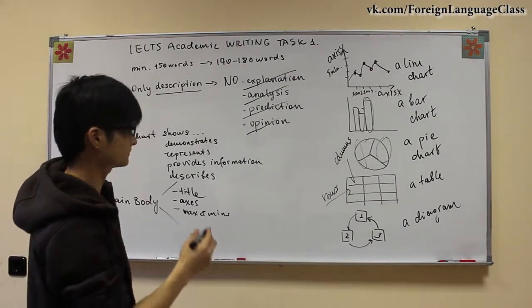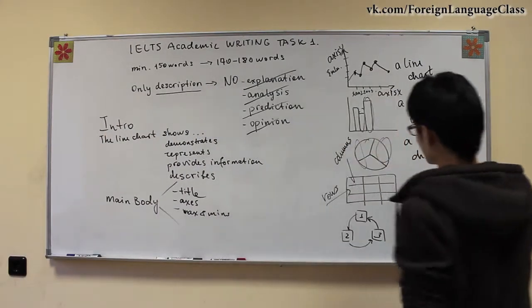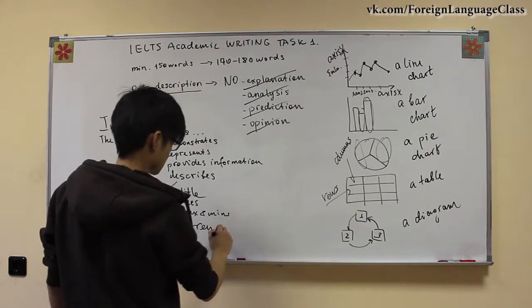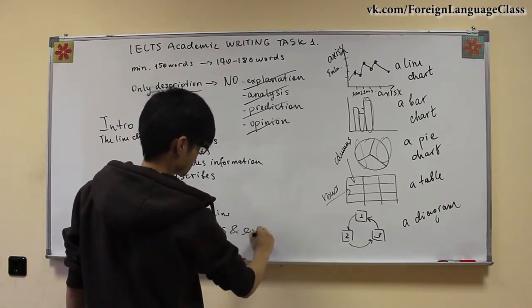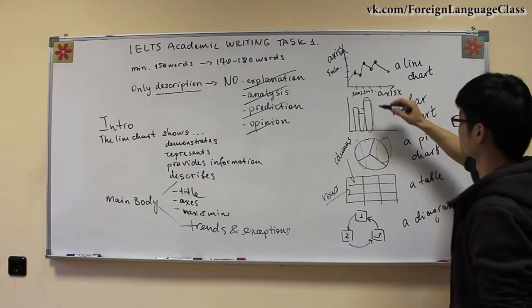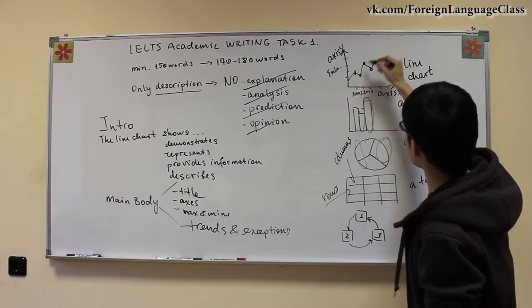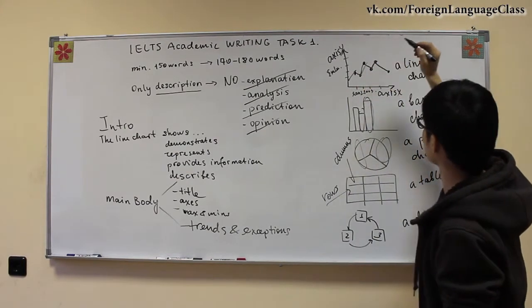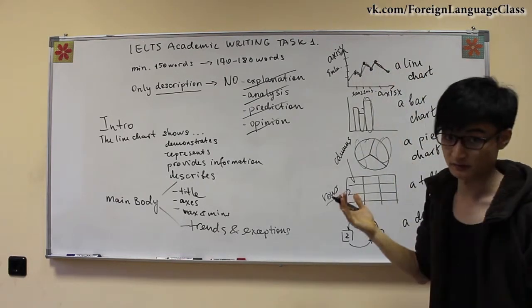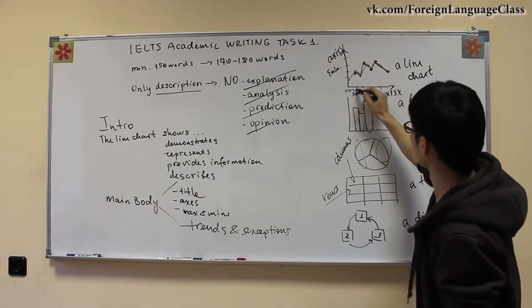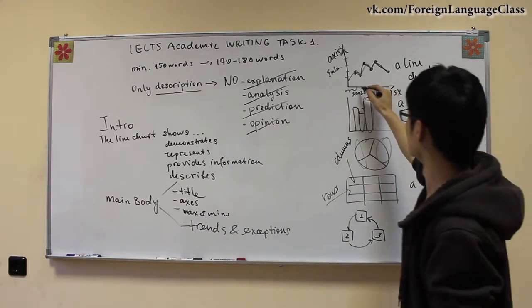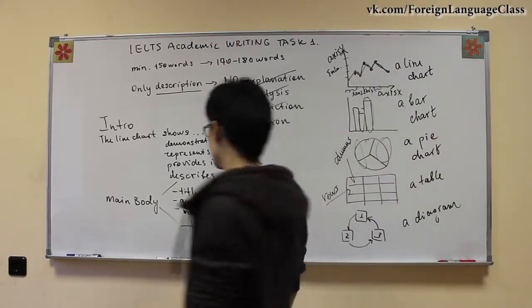Then, pay attention to trends, so-called trends, similarities, and exceptions. Pay attention to similarities and differences. For example, here, here, and here, the line is going up, while here, here, and here it's going down. So here, here, and here there was a rise. And here, here, and here there was a fall, there was a decline.